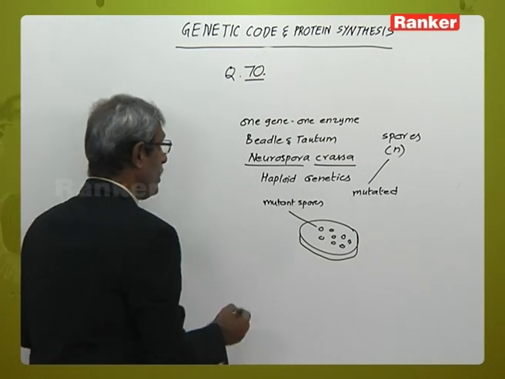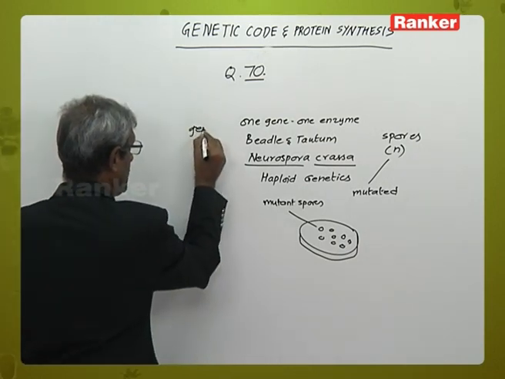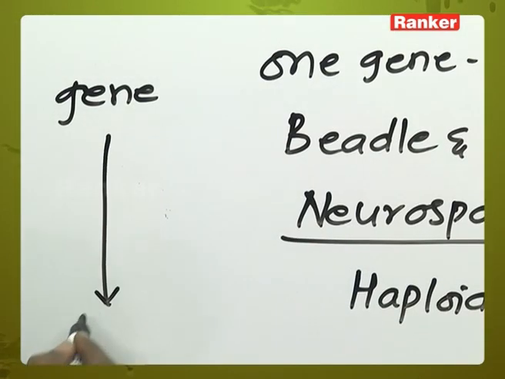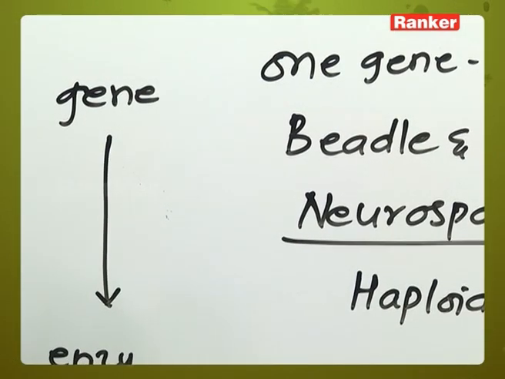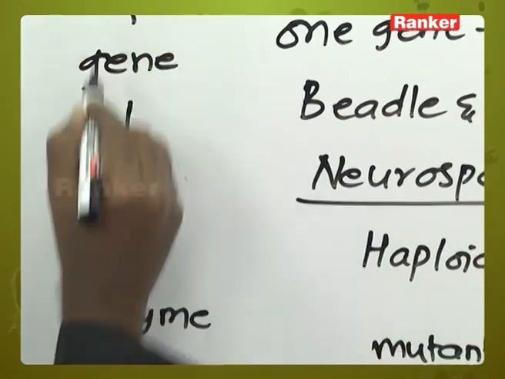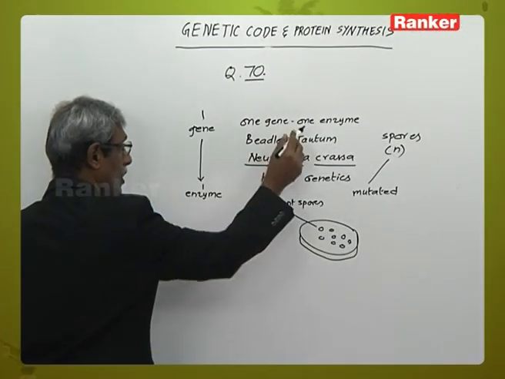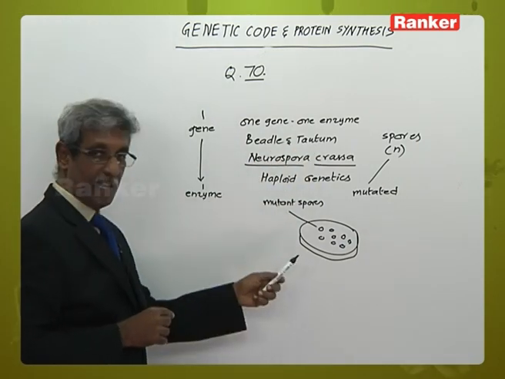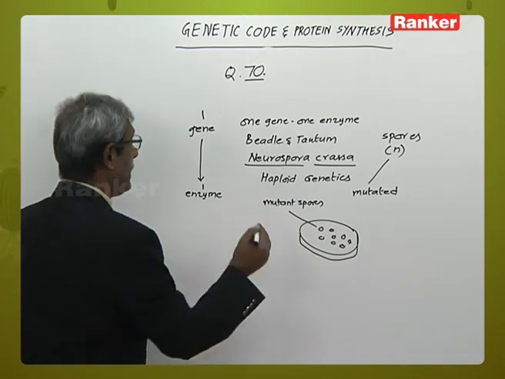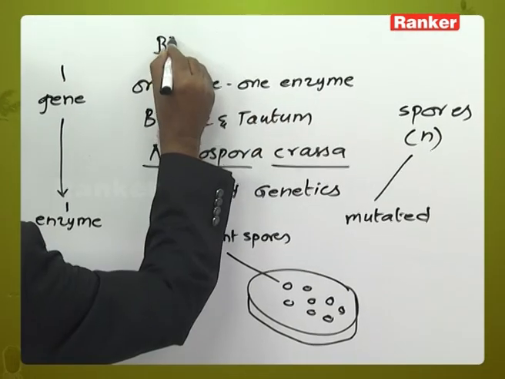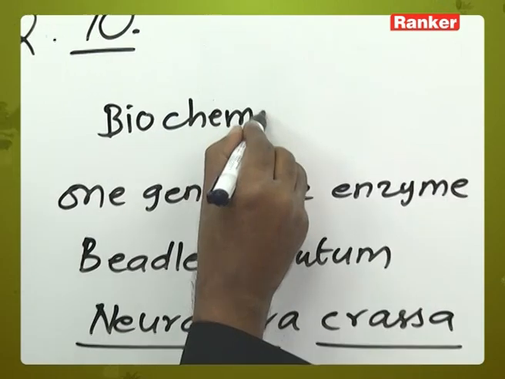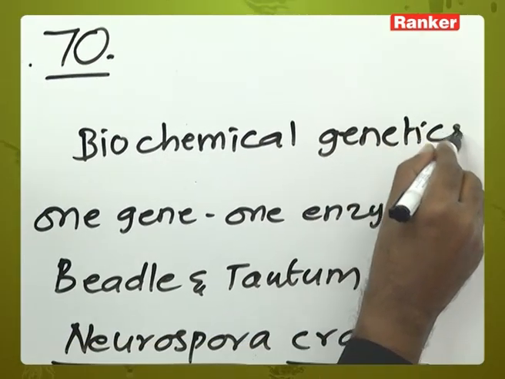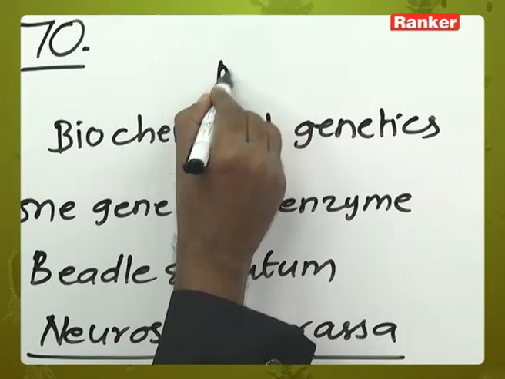So, they found out that for every particular gene which is present on the DNA, this gene is responsible for the synthesis of one single enzyme. So, it is one gene and one enzyme, and this was the first evidence to indicate the link between genetics and biochemistry, and it comes in the area of biochemical genetics. And it involved the study of mutations.